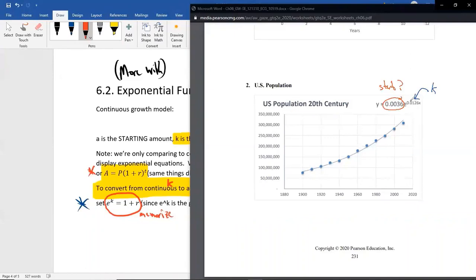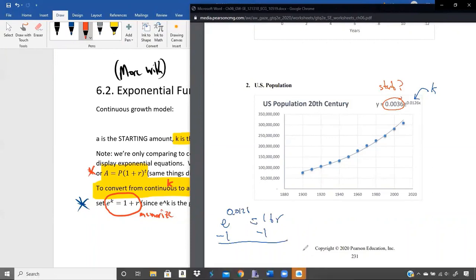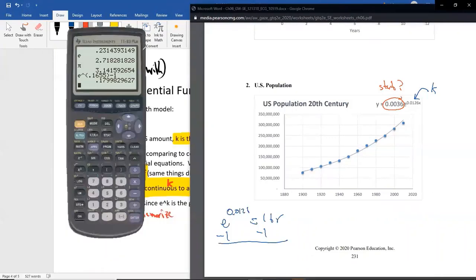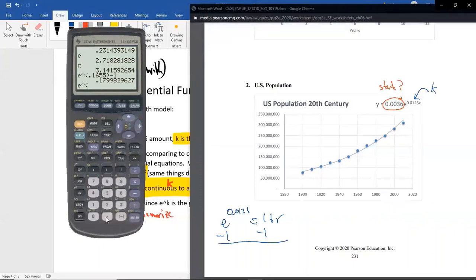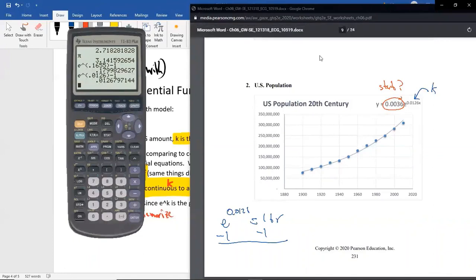All right, so the K is 0.0126. So we're just setting that growth factor equal to 1 plus R. So we go e to the 0.0126 equals 1 plus R. We subtract 1 on both sides. And then we use our calculator to get that number. Second, e with the exponent 0.0126, close it, then a minus 1. So that will be the answer as a decimal.